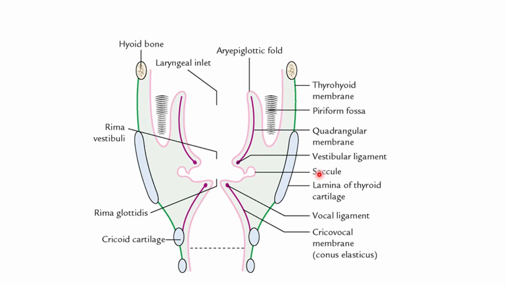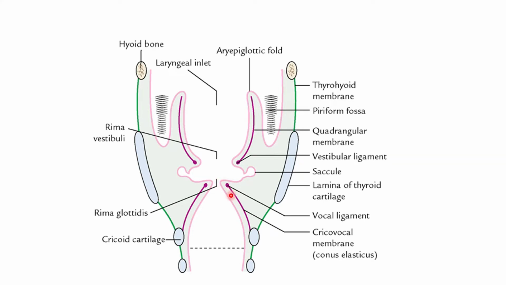Coming back to the topic for today, the vestibular fold is called the false vocal cord, whereas the vocal fold is called the true vocal cord. The vestibular fold is called the false vocal fold because it does not take part in phonation, whereas the approximation and the vibration of the vocal fold mainly bring about the phonation.